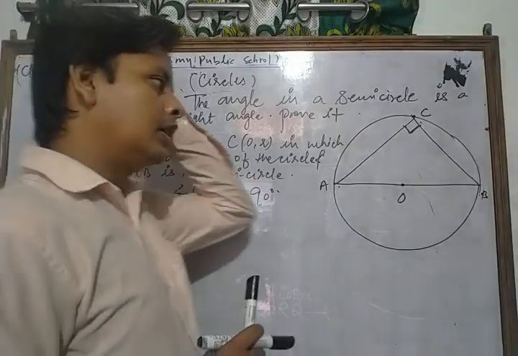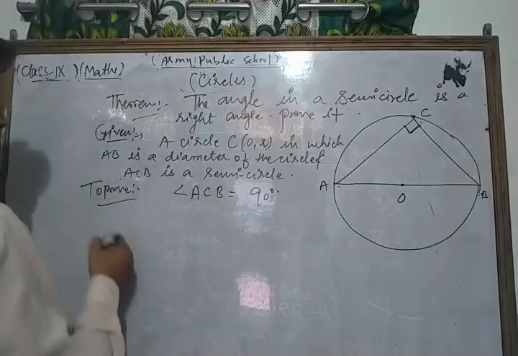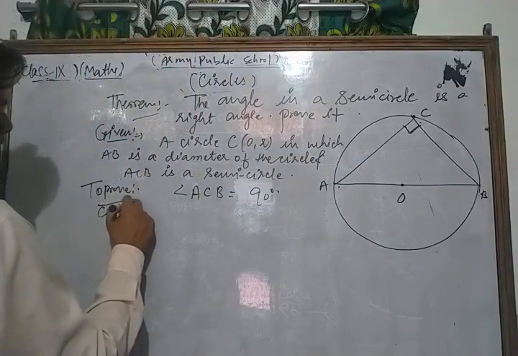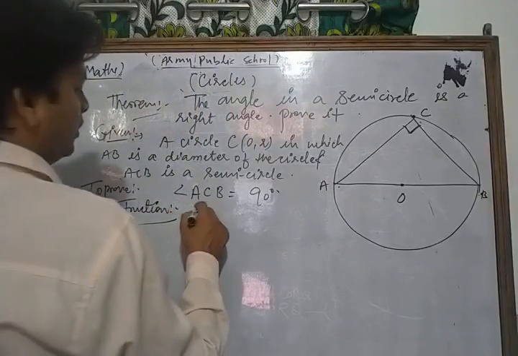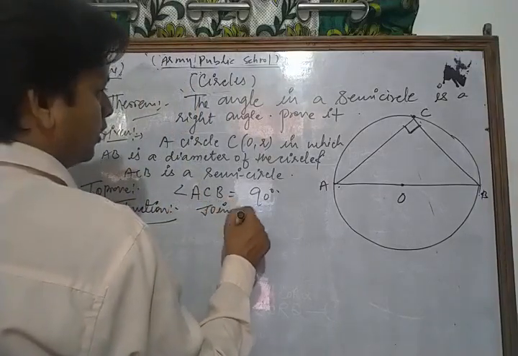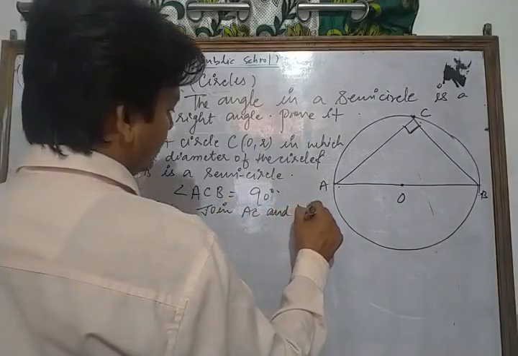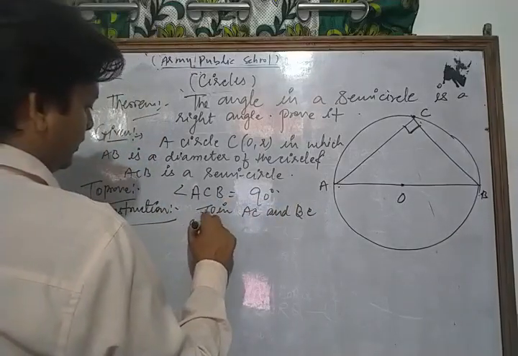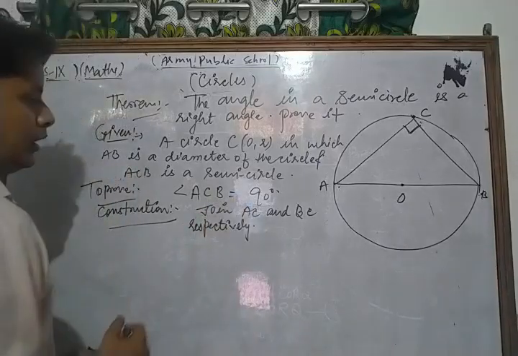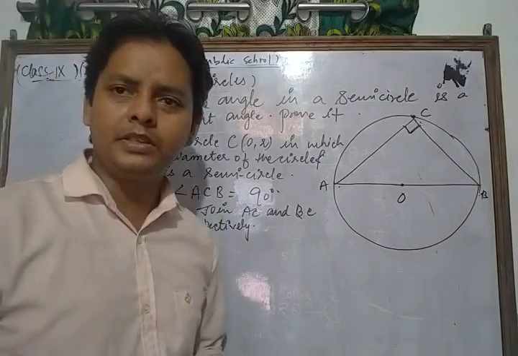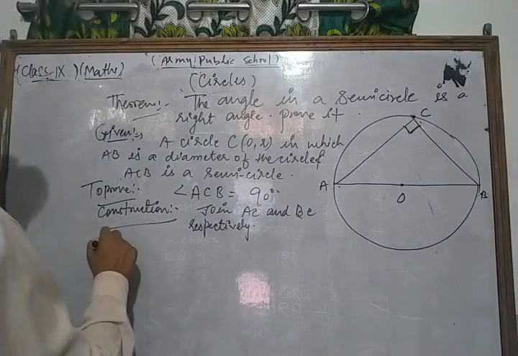Now for the construction, you write: join AC and BC respectively. Okay. Now we write its proof.